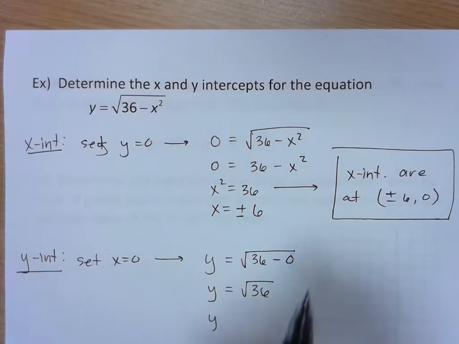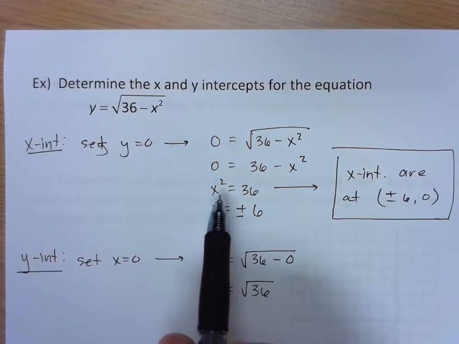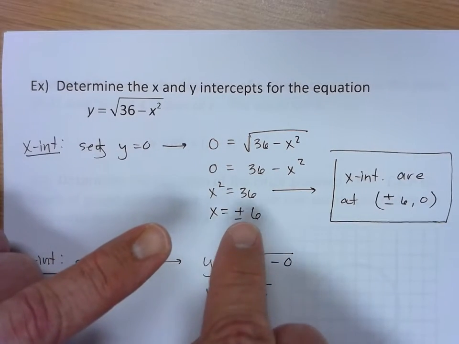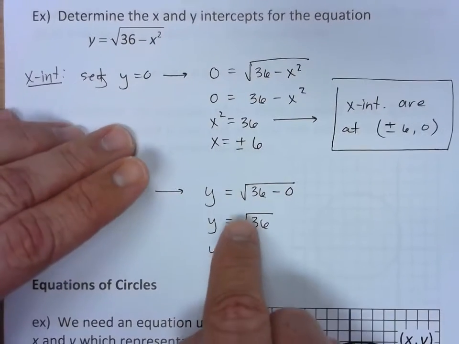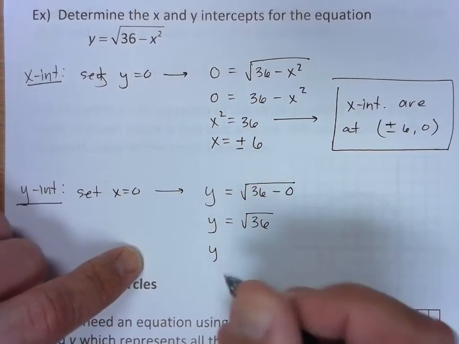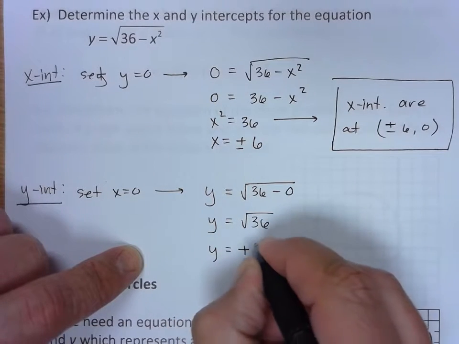Now be careful. This square root was already here, so there's no plus or minus in front of it. The square root that we took earlier was because we had to take a square root to solve for x squared. Remember, if you take the square root to solve for a variable, you have to remember the plus or minus. If the square root's already in the equation, no plus or minus is needed. So that means the correct y-intercept is positive 6 only.